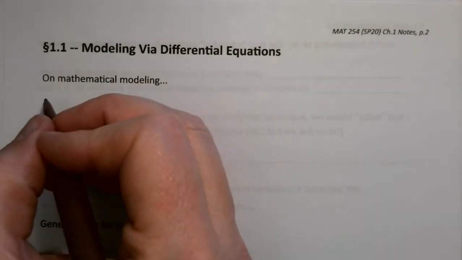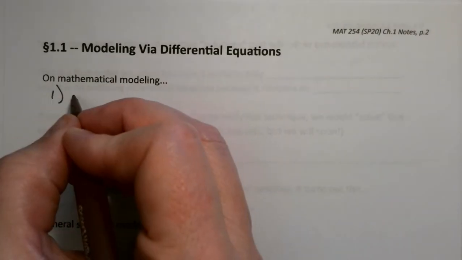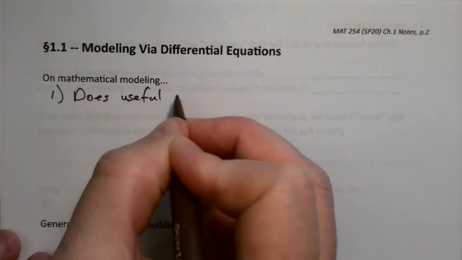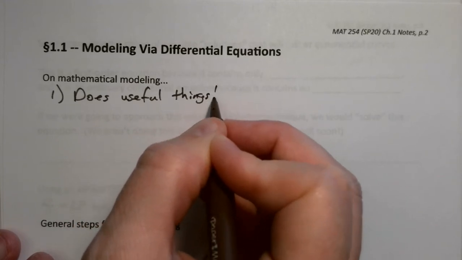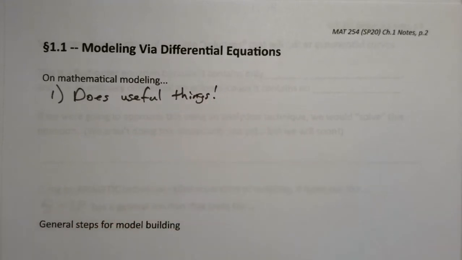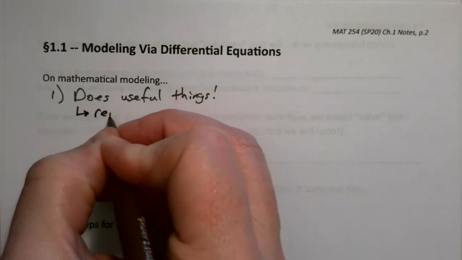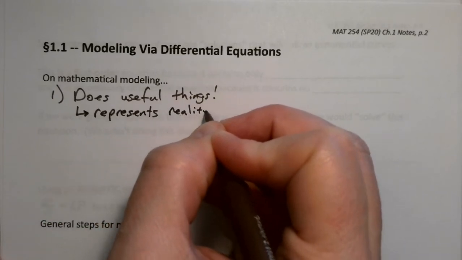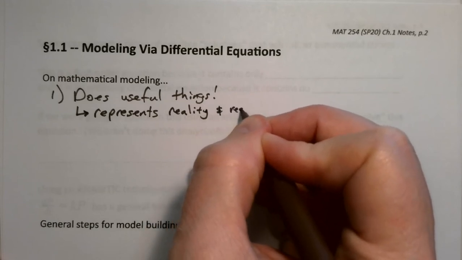There's a real number one reason why we use mathematical modeling, and it's because it does useful things. Now, it may seem strange and trite to say it that way, but remember, we don't do things in mathematics unless they're useful, or sometimes we do them just because they're pretty or interesting. But in the case of mathematical modeling, it's really about doing useful things. Number one, it represents reality and real situations.